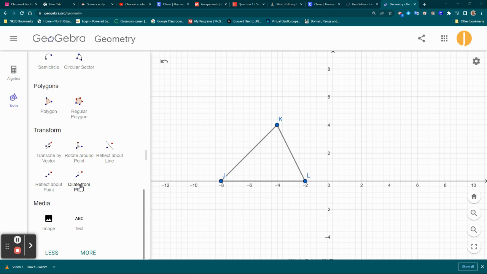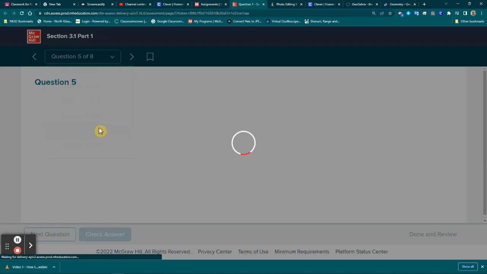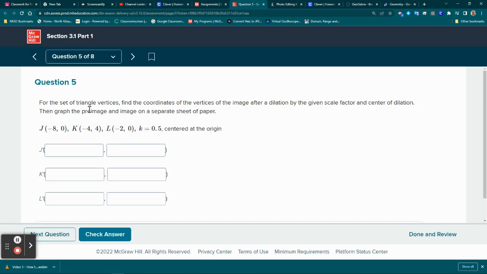So let's look back at the problem in our homework, okay? And when I do that on problem number 5, it says the set of points, find the coordinates of the vertices of the image, see, image right there. That's after we've done some transformation. After a dilation by the given scale factor with a center of dilation. So see how it says center is at the origin, center at the origin.